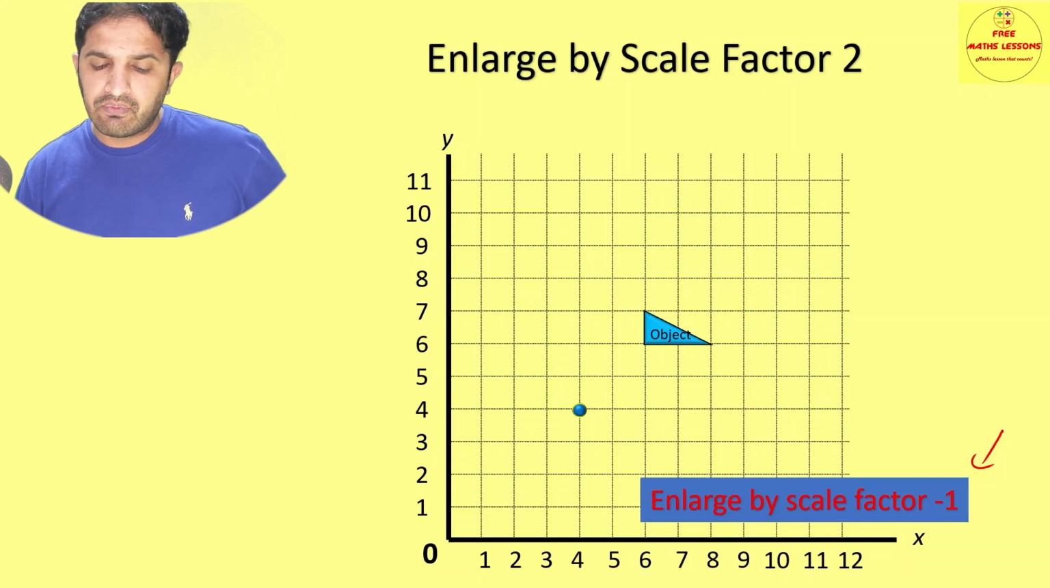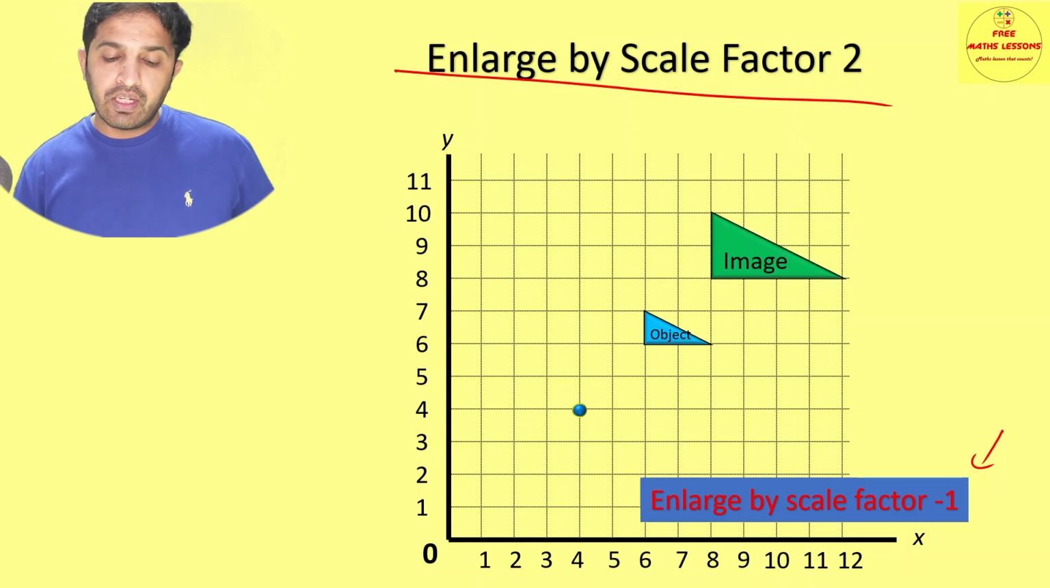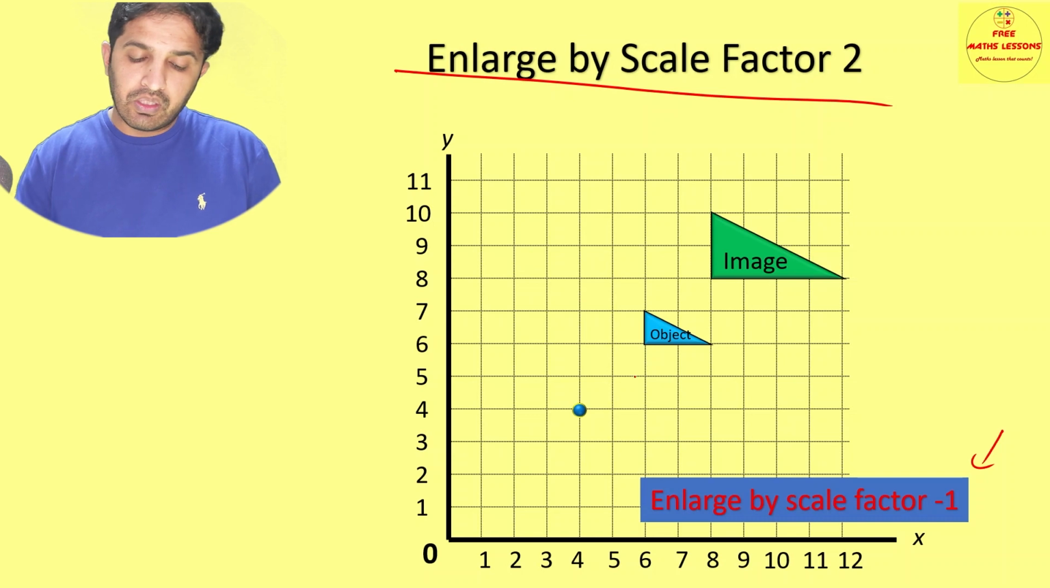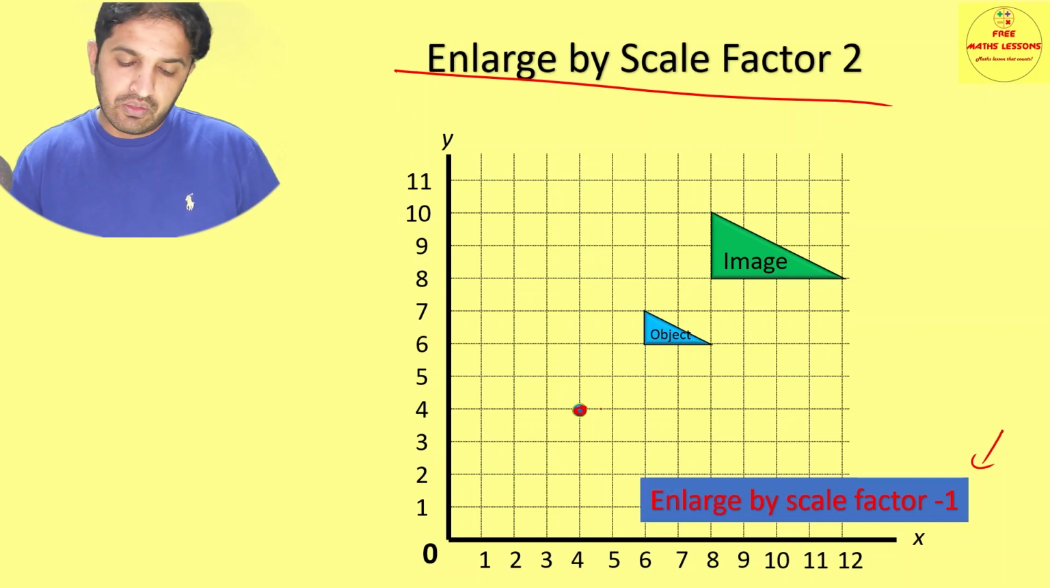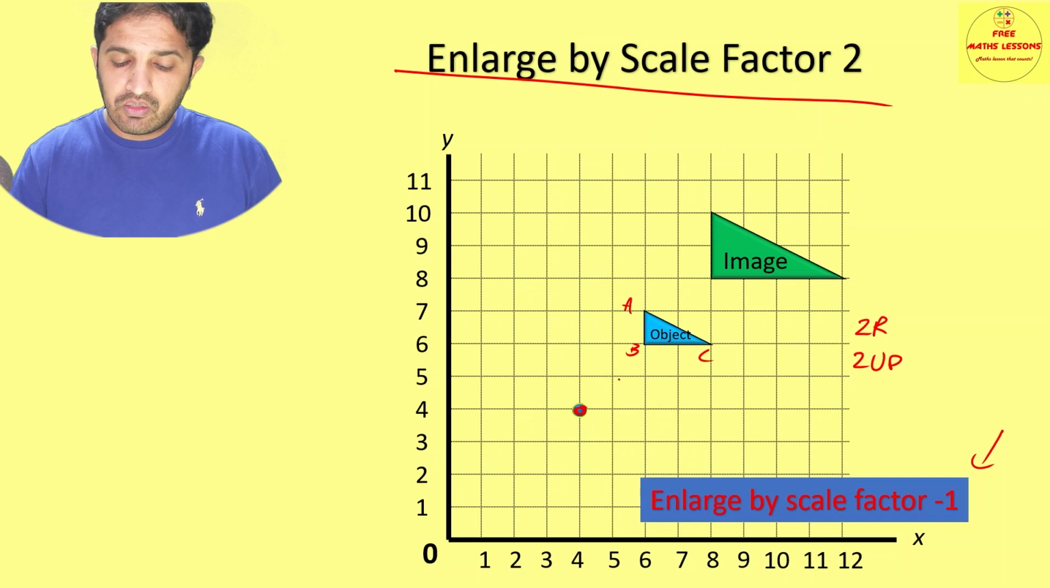What does it mean by scale factor -1? That's what we're going to be looking at. When you're doing the negative scale factor, we need to again count the distance between the center and each one of these points on the object. So from the center, let's say we call this one again A, B, and C. From center to B, we're going 2 right, 2 up.